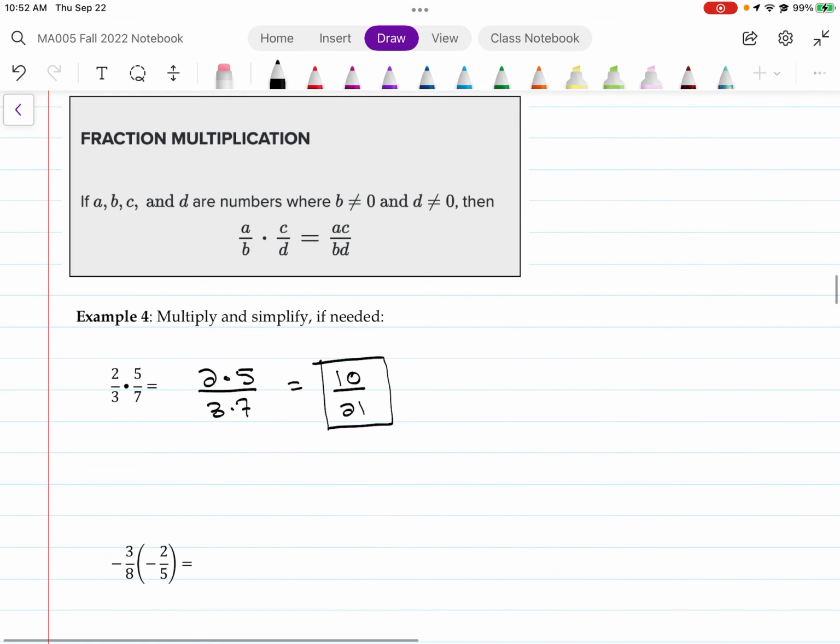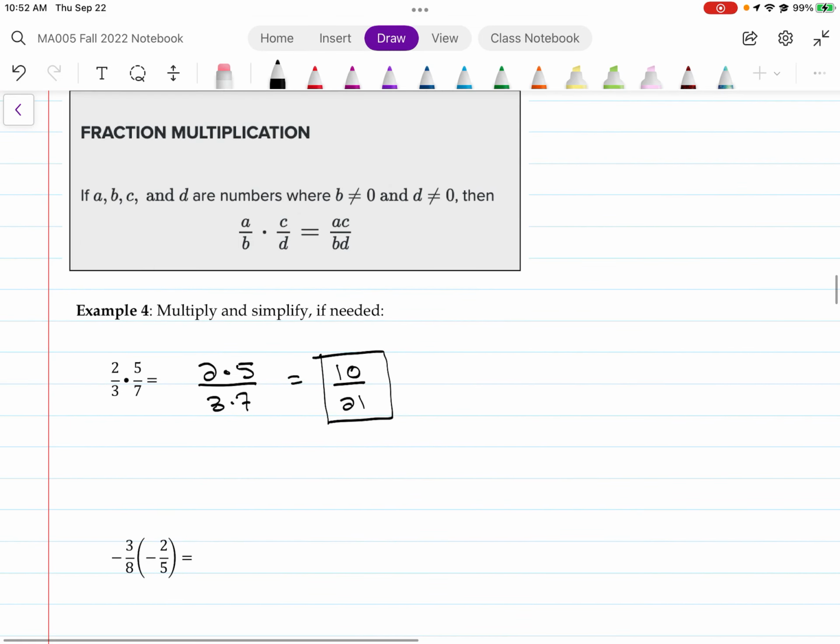Okay, next one. Does this mean minus or does this mean times? Be careful. So I've got a negative fraction times a negative fraction. So these two, negative times a negative, become a positive. So negative times a negative equals a positive. So this is going to be a positive answer.